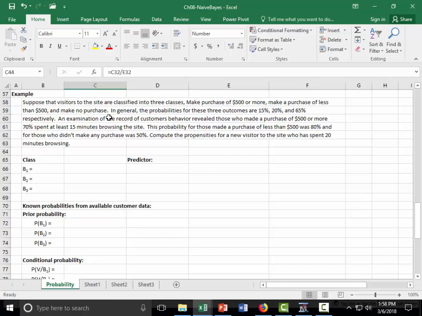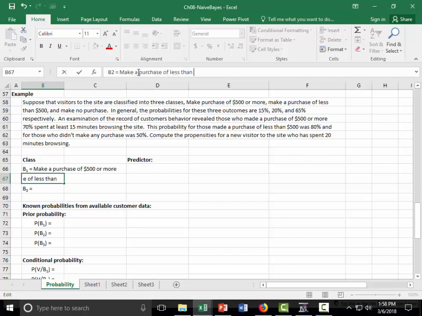An examination of the records. Okay, so let's define these classes. The first one is make a purchase of $500 or more. Make a purchase of less than $500. And then make no purchase.